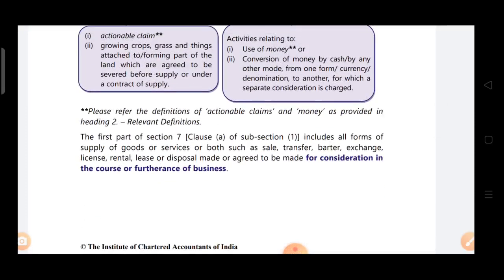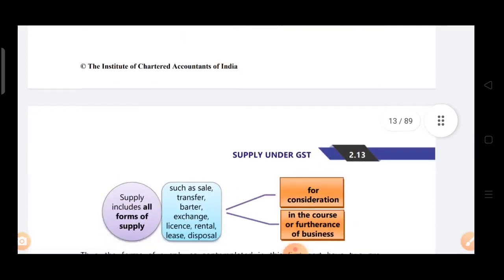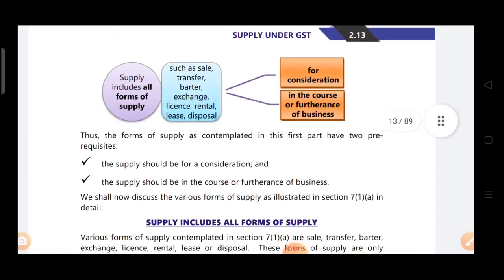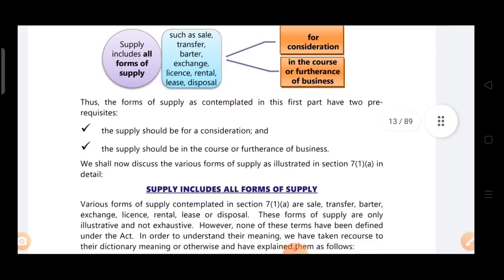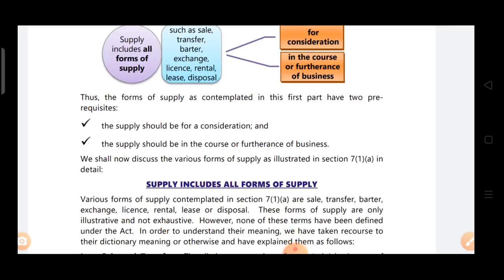Now, the first part of Section 7, Clause A of Subsection 1 includes all forms of supply of goods such as sale, transfer, barter, lease, disposal, rental, made or agreed to be made for a consideration in the course of furtherance of business. Again they have given it in chart form. Thus, the form of supply as contemplated in the first part has two prerequisites: supply should be made for consideration and supply should be in the course of furtherance of business. We shall now discuss the various sources of supply as illustrated in 7.1a in detail.